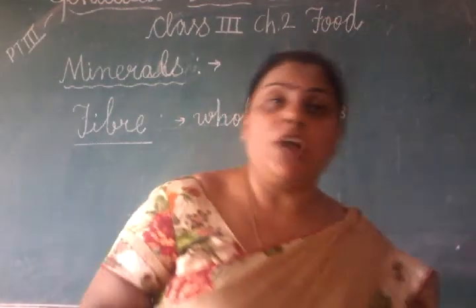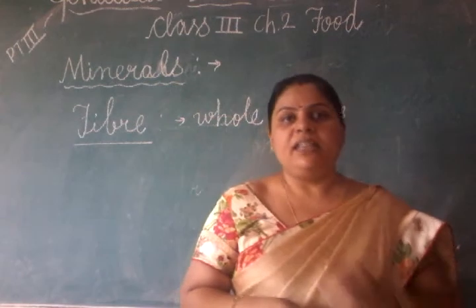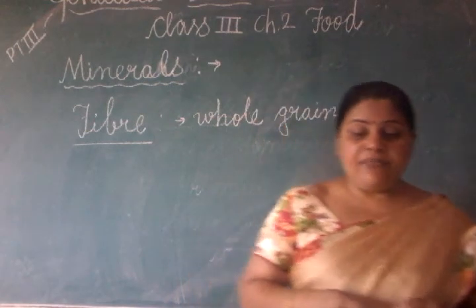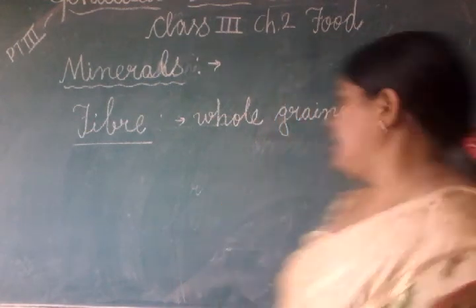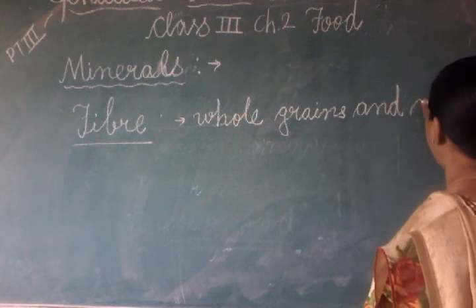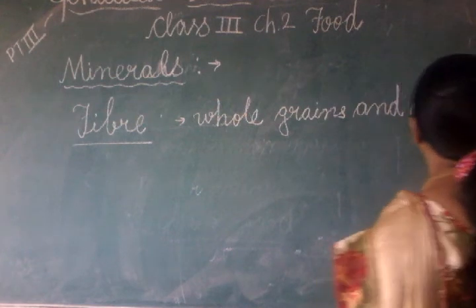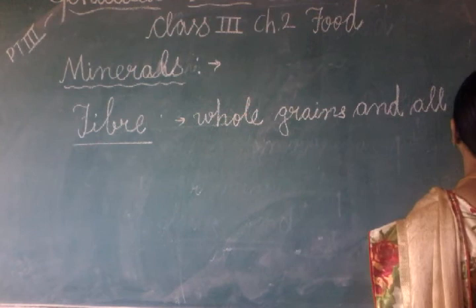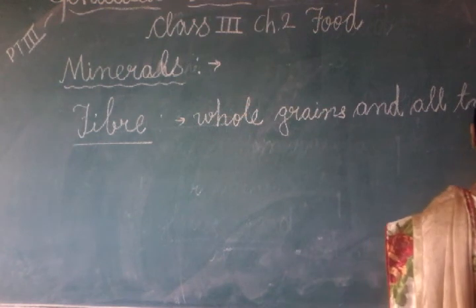जितने भी अनाज आते हैं, that is called grains, है ना. And fruits and vegetables, all types of fruits.